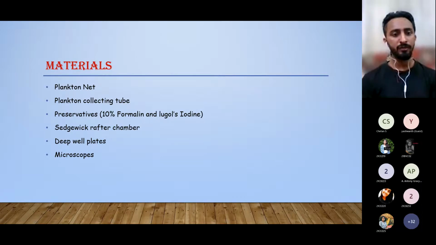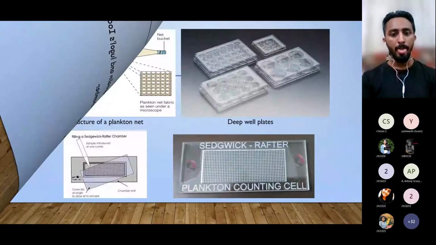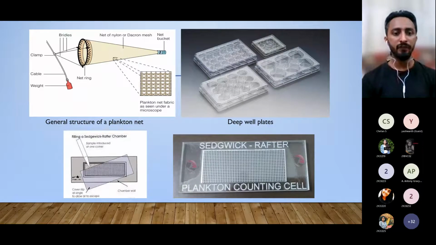Then you have the sedimentation chamber, which I think you have seen in the previous slide. It's a special kind of slide which is used for counting cells. In this case, these are rectangular boxes where you can count the zooplankton or phytoplankton mostly for quantitative study. Then we have deep well plates. Those are 6 or 12 well plates. You can see the picture in the other slides. And finally, the microscope.